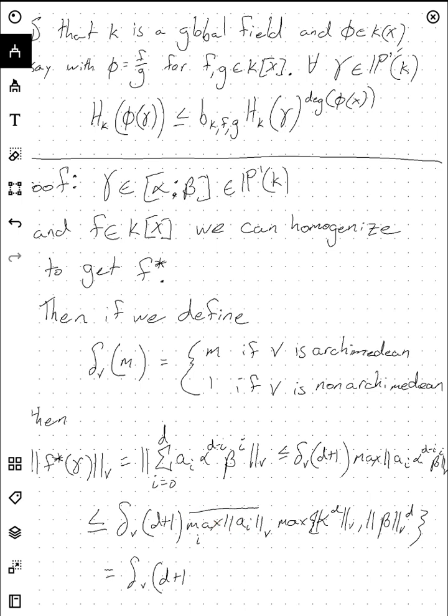So this here is the magnitude of our original polynomial at our place, since the coefficients of the homogeneous polynomial are the same, times the magnitude of our point gamma raised to the d power at nu.